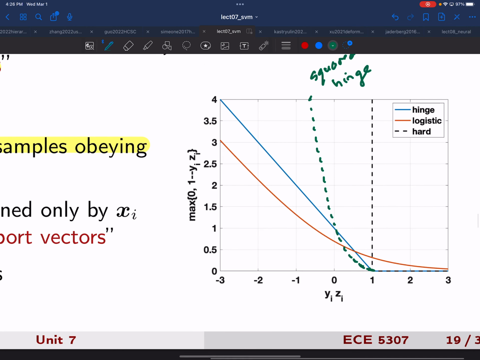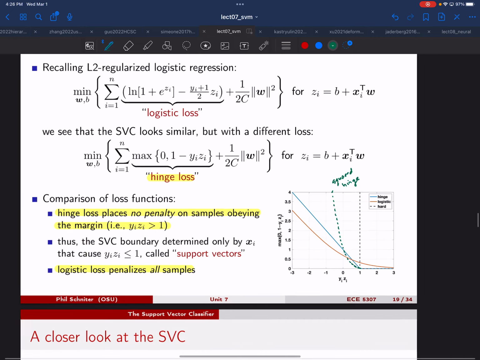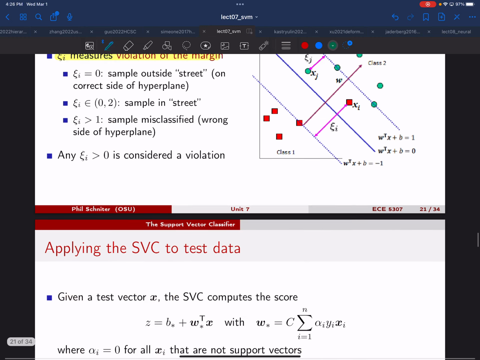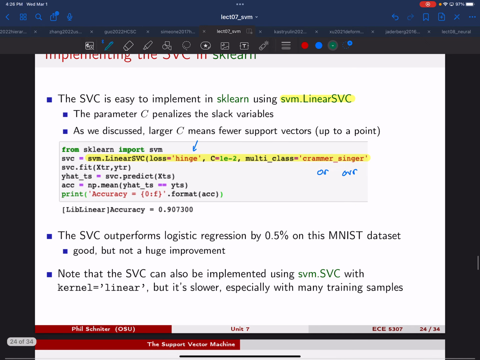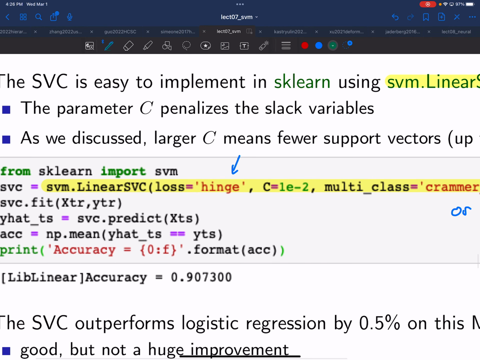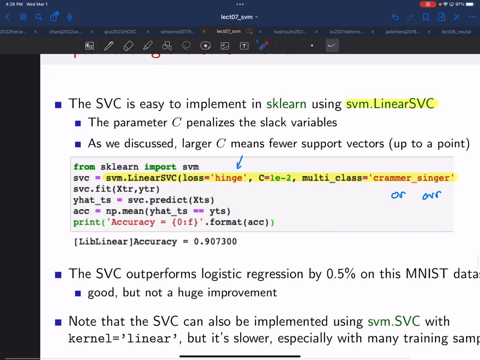And for whatever reason, scikit-learn takes the squared hinge loss as the default, and if you want it to do the regular hinge loss, you have to tell it explicitly to do that. And you do that by writing loss equals hinge. And now it will use the standard hinge loss. And it will run slower and work better.